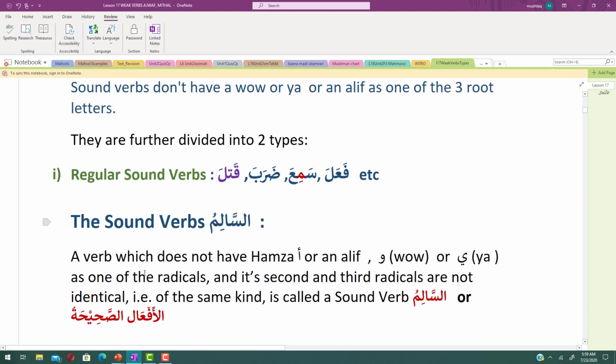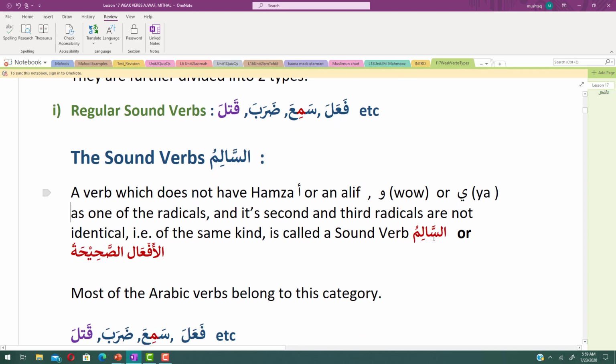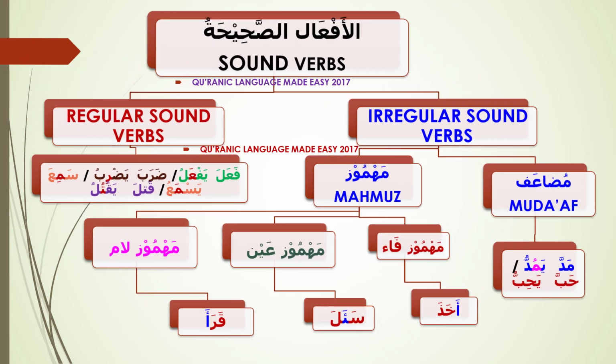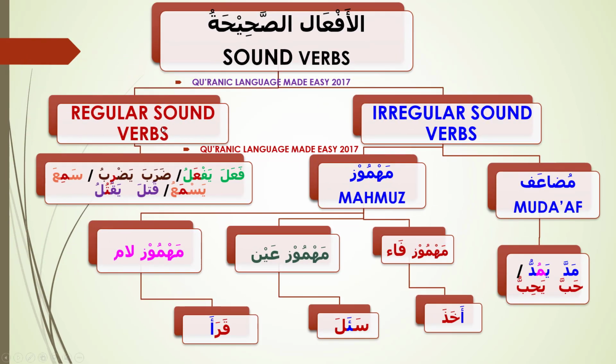A sound or salim verb is one which does not have a hamza or an alif or a waw or a ya as one of the radicals, and its second and third radicals are not identical or of the same kind. Then this is called a sound verb or salim verb or al-af'al as-sahiha. They are further divided into two types: the regular sound verbs and the irregular sound verbs.